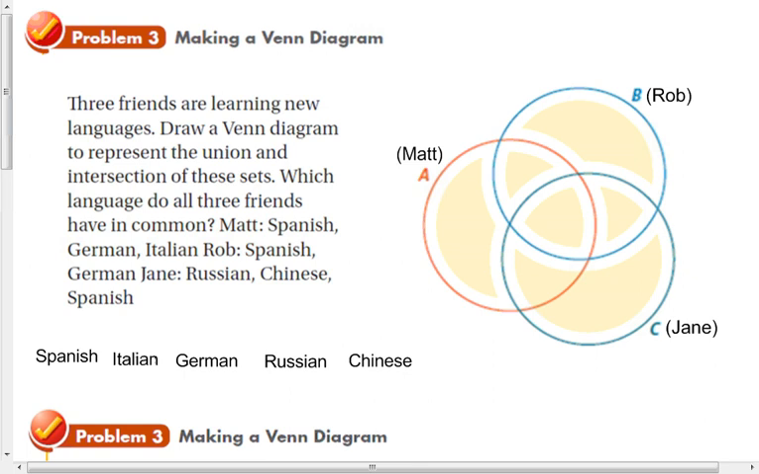All right, we're going to learn how to make Venn diagrams here. So 3 friends are learning new languages. Draw a Venn diagram to represent the union and intersection of these sets. Which language do all 3 friends have in common?